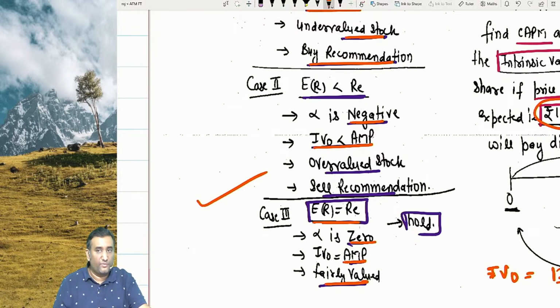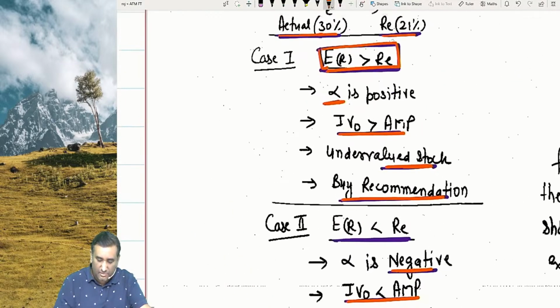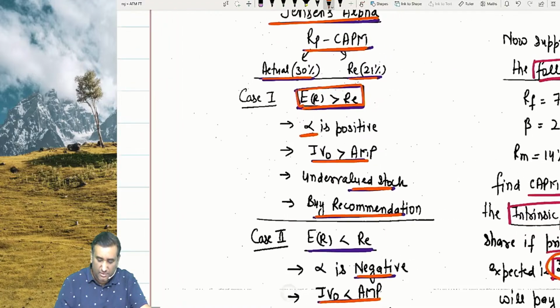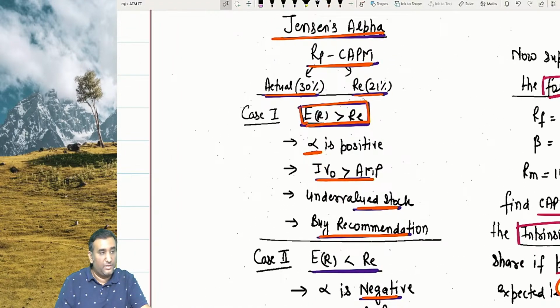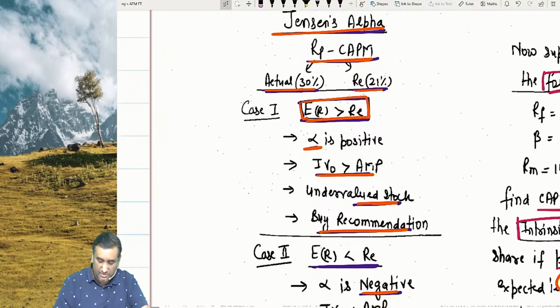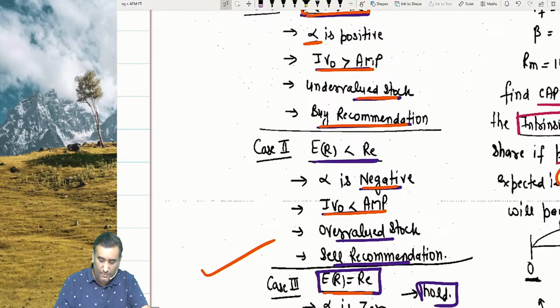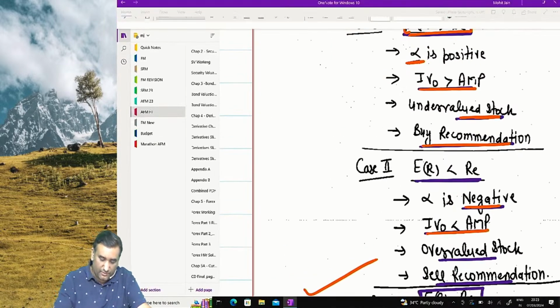I'll see how exactly questions will be framed. The question would depend on overvaluation or undervaluation. Alpha positive means it's advisable to invest, alpha negative means not advisable to invest in that company. Let me look at question number 71, I think, or 70.